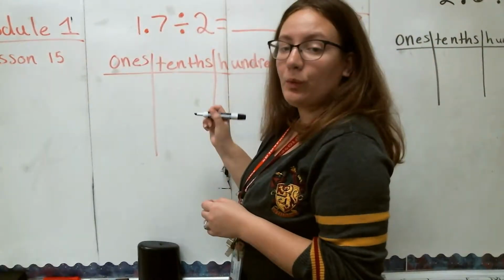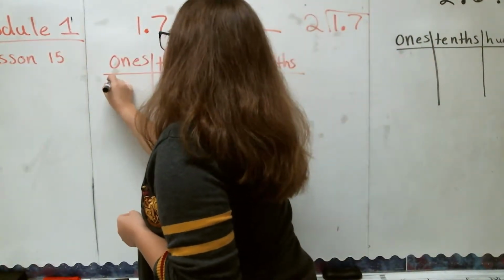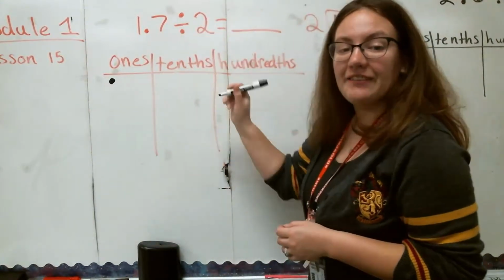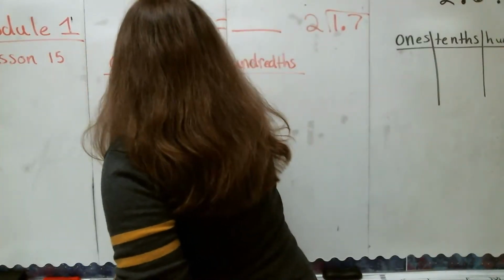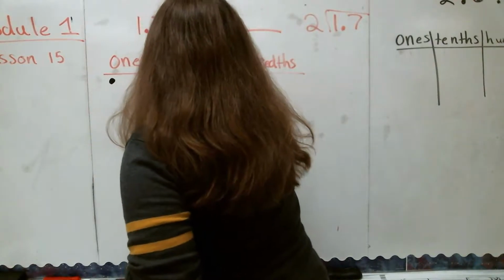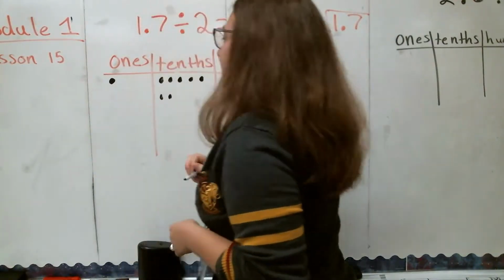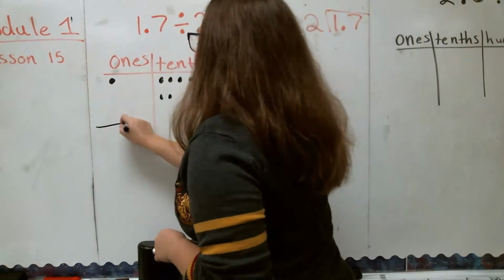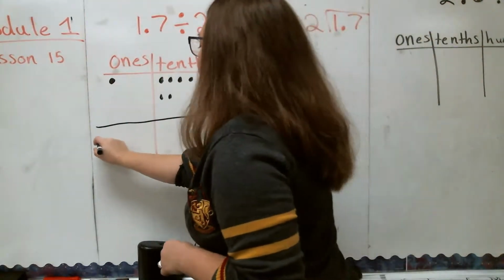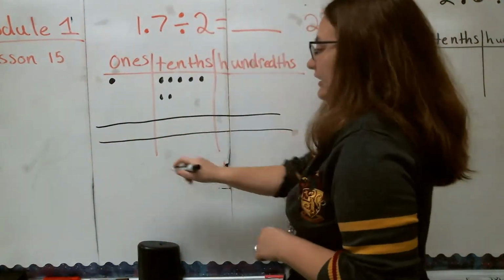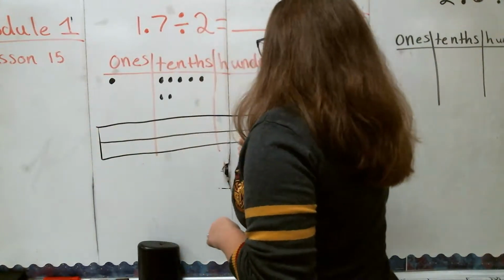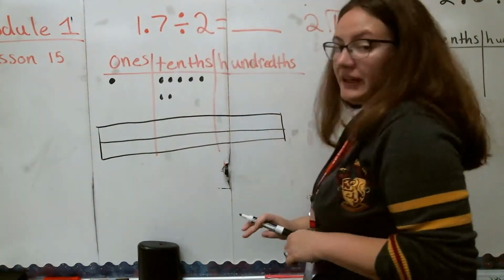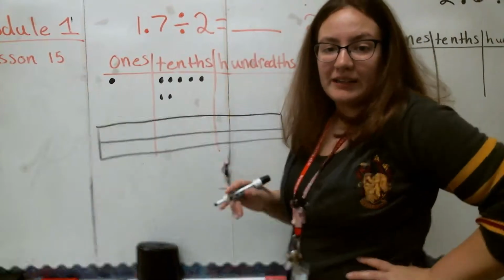So I have 1, 1, so I'll put 1 dot in my ones place. I have 7/10, so I'll draw 1, 2, 3, 4, 5, 6, and 7. And at the bottom, I need to have 2 groups. So there is group number 1, and there is group number 2. And this is where I will be sending all of my different dots.